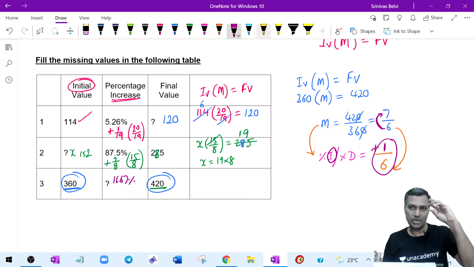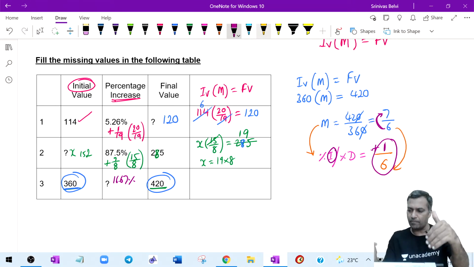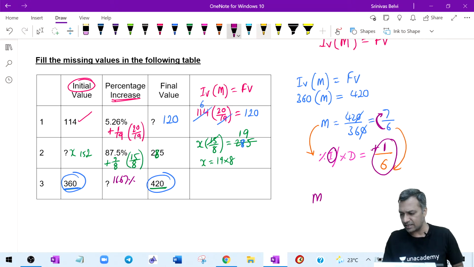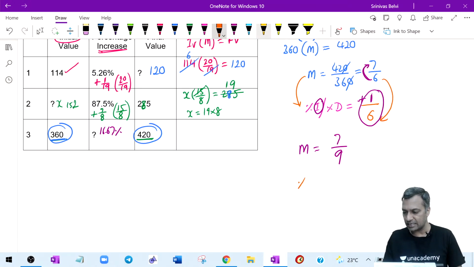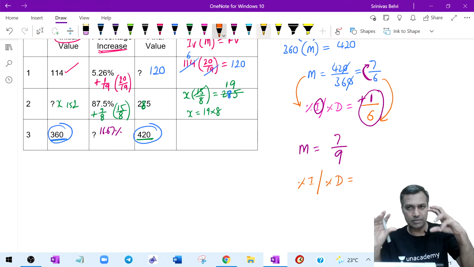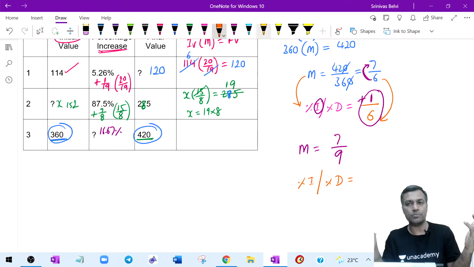What you do is, sometimes you get a multiplier. From the multiplier, identify whether there is an increase or a decrease. For example, let's say you saw a multiplier which is 7 by 9. Now I am asking whether there is a percentage increase or a percentage decrease, because whenever there is a multiplier, we are of course talking about percentage increase or decrease. Is there an increase or a decrease? Let's examine this quickly.